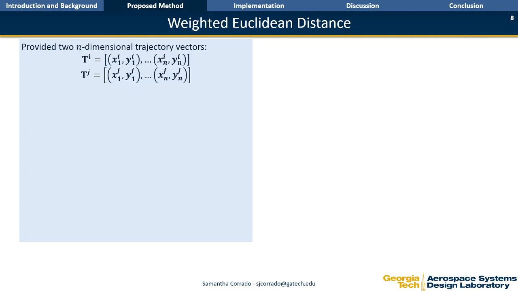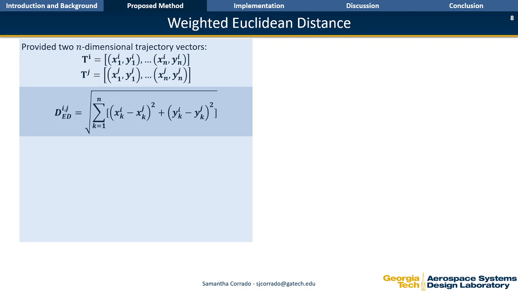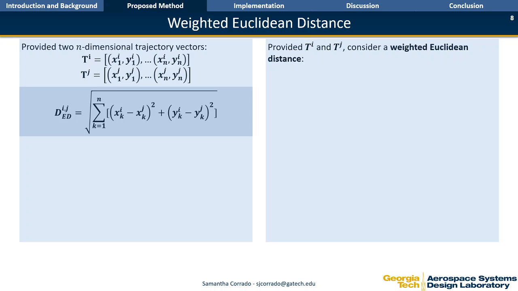Provided two n-dimensional trajectory vectors Ti and Tj with x and y coordinates, the Euclidean distance computation proceeds as the square root of the sum of the squared distances between all trajectory points. Very standard computation. However, provided the same two trajectory vectors, let's now consider a weighted Euclidean distance function.